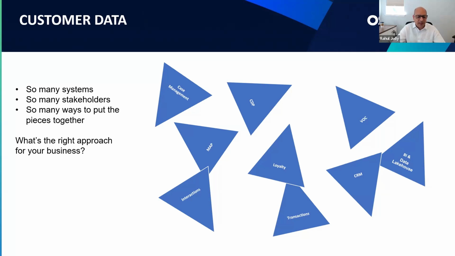We do need to have a data strategy, right? And what's the right process and what's the right approach for your business? That's really what our focus is today. So let's get into that.